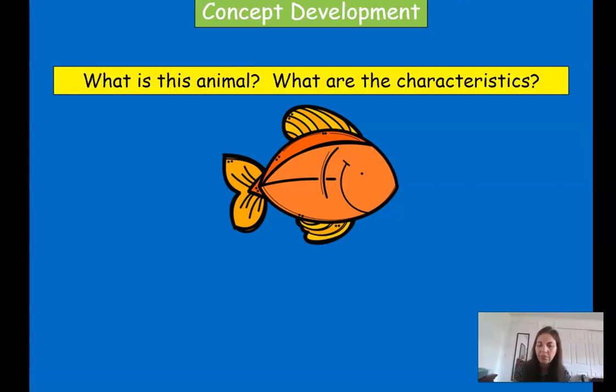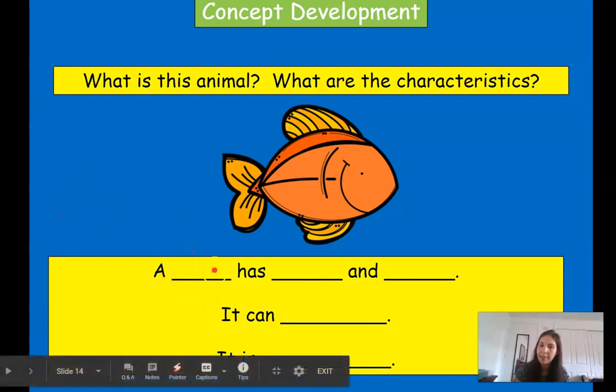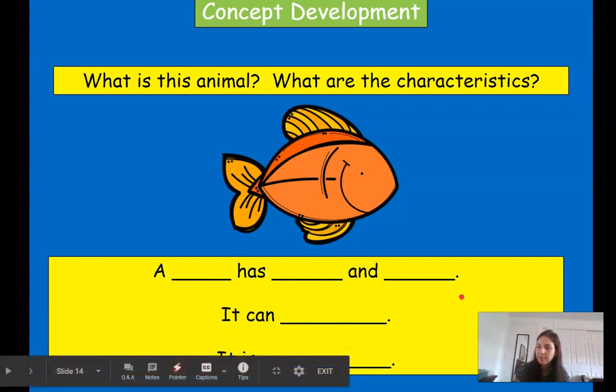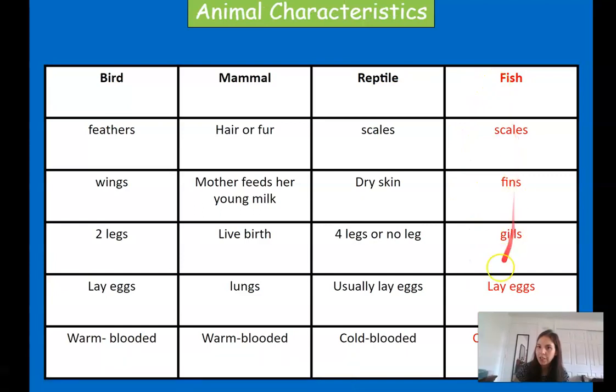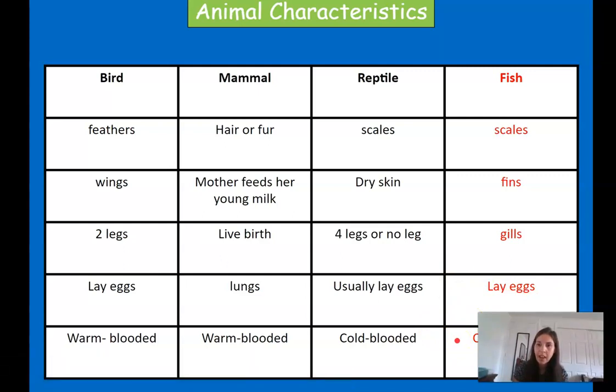What is this animal? And what are some characteristics? What do you know about fish? You can use this sentence starter to help you. A fish has blank, and what else? What can a fish do? It is, let's look here at fish over here on the right. A fish has scales and fins. A fish can lay eggs. It is cold-blooded. Those are all characteristics of a fish.